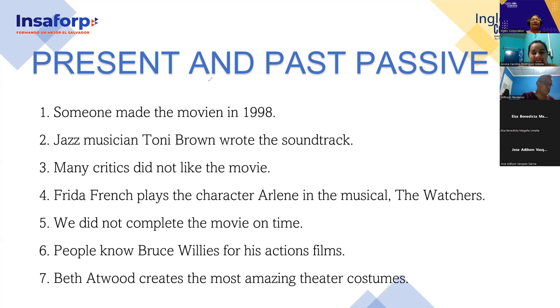Now let's see. Number one, the first thing that we need to do is the movie was made in 1998. Okay, wait a minute. Es que ya ven, es que ustedes corren. Wait a minute. Step by step. The first thing that we need to do in an active sentence is identify the verb y ver el tiempo de la oración. What is the verb in the sentence? Made. Okay. And made, it is in present or in past? Present. Past.